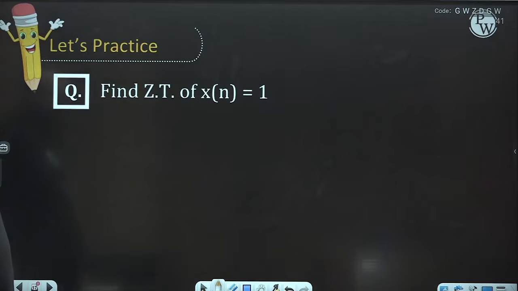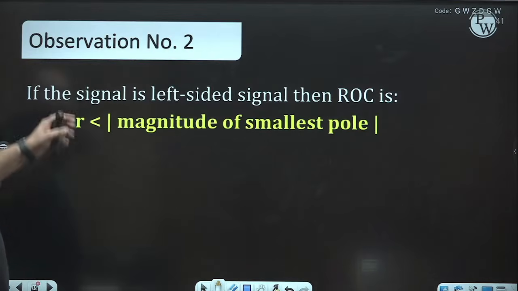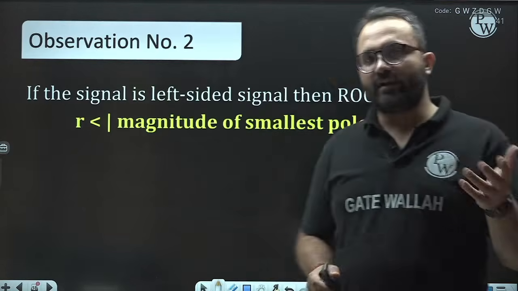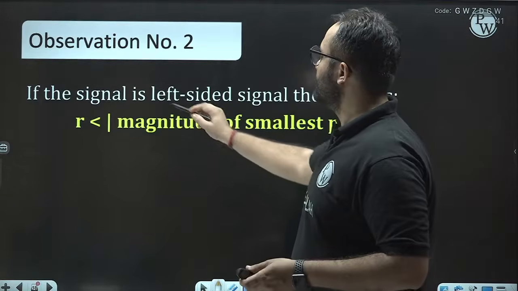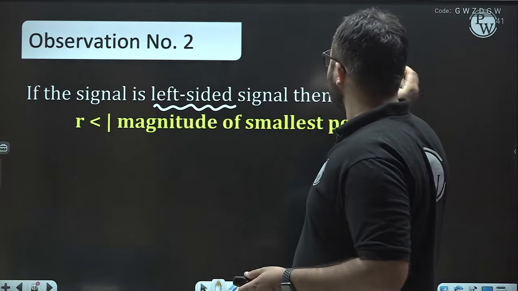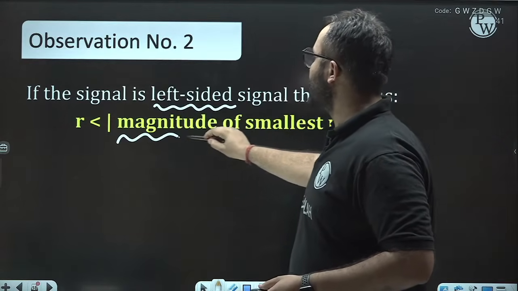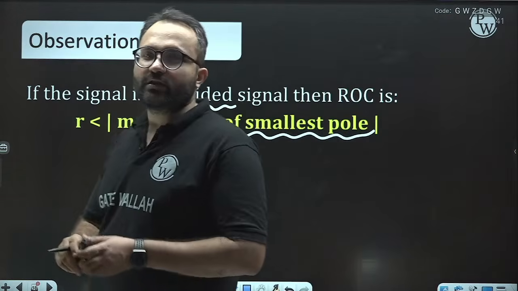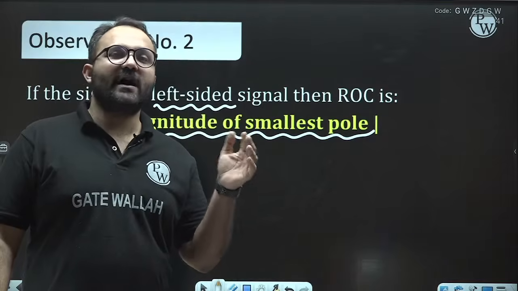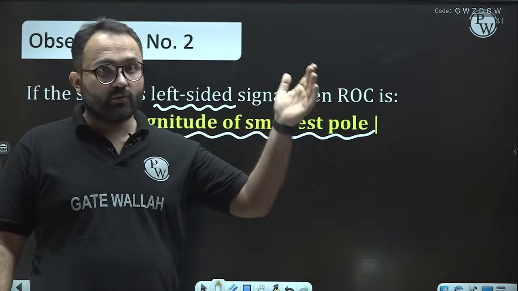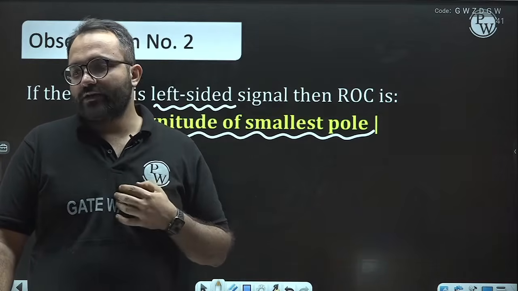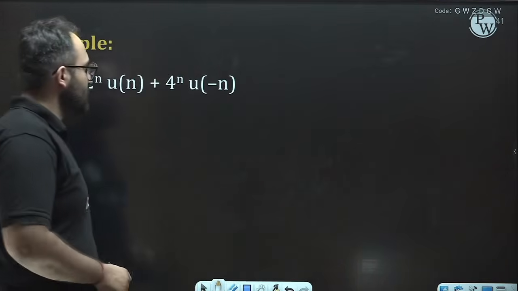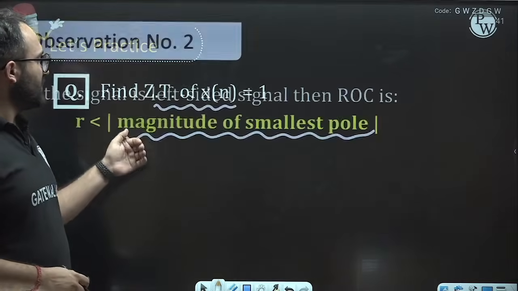Now let's move on to the second conclusion. The second conclusion is for the left-sided signal. If we have a left-sided signal, then the ROC of the Z transform is r less than magnitude of the smallest pole. For the right-sided signal, we have the ROC r greater than magnitude of the largest pole. Here we have r less than magnitude of the smallest pole. These are the two conclusions.